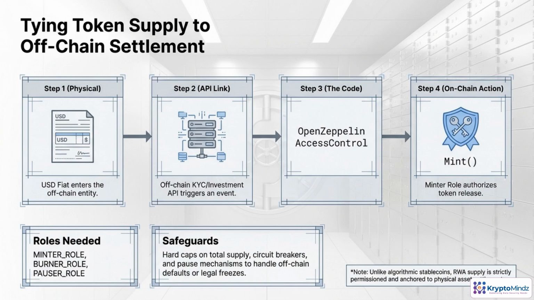When you tokenize real-world assets, the core rule is no tokens without matching off-chain value. First, dollars or other assets move into a regulated off-chain entity. That entity runs KYC and investment checks, and its systems ping the blockchain through an API. On-chain, access-controlled smart contracts decide who can mint, burn, or pause tokens. Minting only happens after the off-chain event is confirmed. Supply is permissioned, with hard caps and circuit breakers, so every token is anchored to real settlement, not an algorithm.